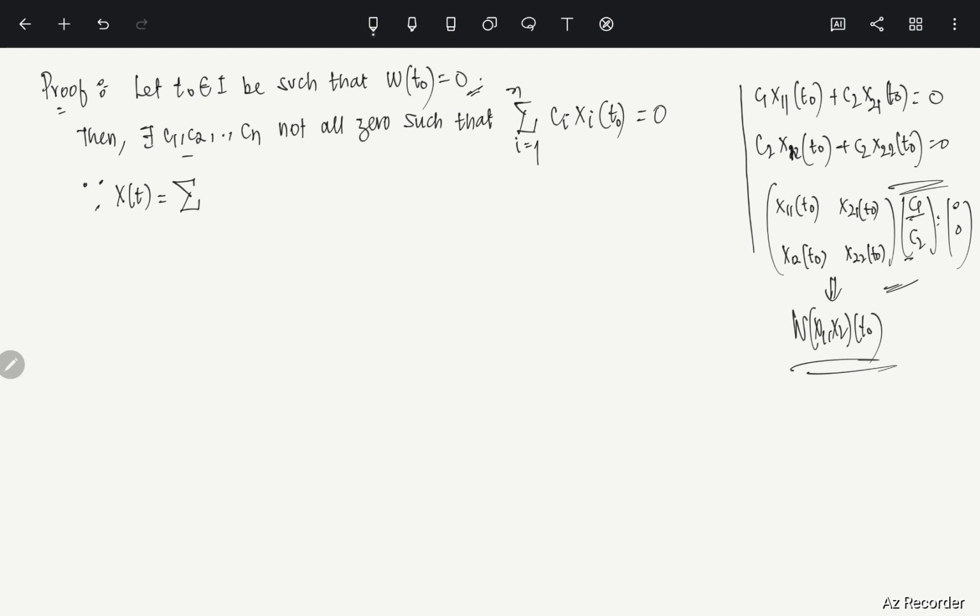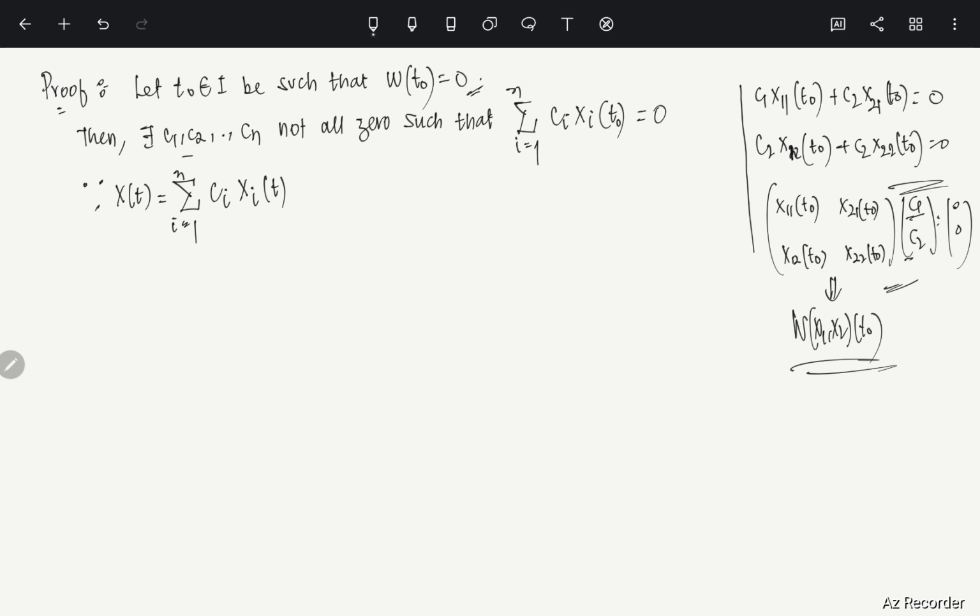So I will use this set of Ci's and create a new function x of t based on C1, C2, Cn. Basically it is the sum of Ci xi of t. I will define it like this. Is this clear? This is not any Ci. Please understand, for that t naught I get a set C1, C2, Cn such that at least one of them is non-zero. I will take that set and define a new x of t using that.